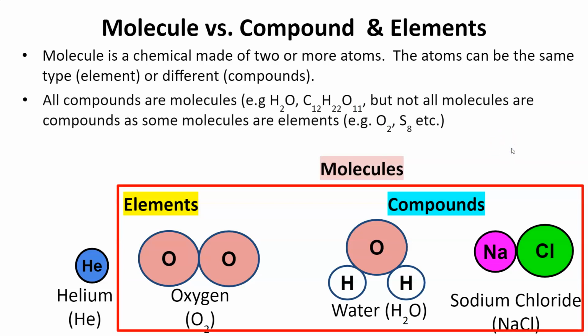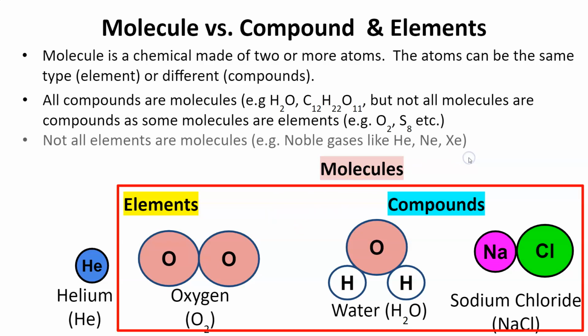Now, all compounds are considered molecules because since a compound has two or more types of atoms, it definitely will contain more than one atom. So it's definitely a molecule. But not all molecules are compounds. Some are going to be elements, like we have oxygen here. And on the flip side, not all elements are molecules. So helium and other noble gases, they don't form bonds, and so therefore they are not molecules. But they are still elements.